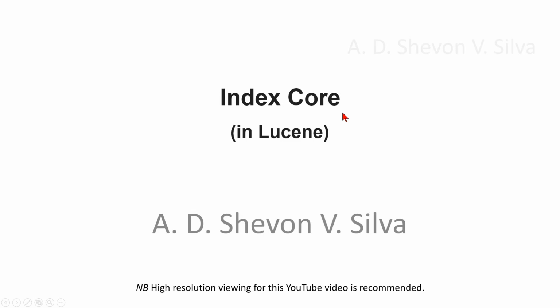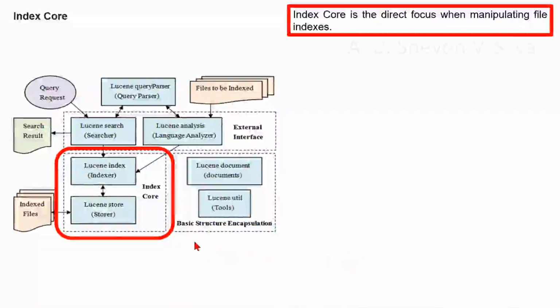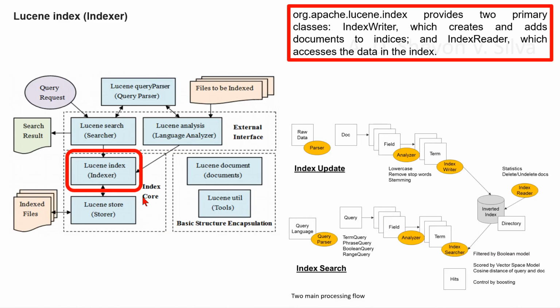Index core in Lucene. Now we are focusing on index core. Index core is the direct focus when manipulating file indexes. Now we are focusing on Lucene index. Indexer.